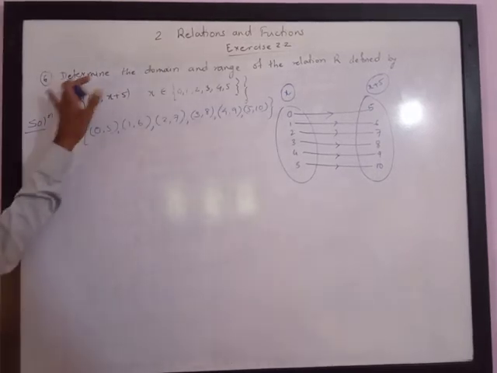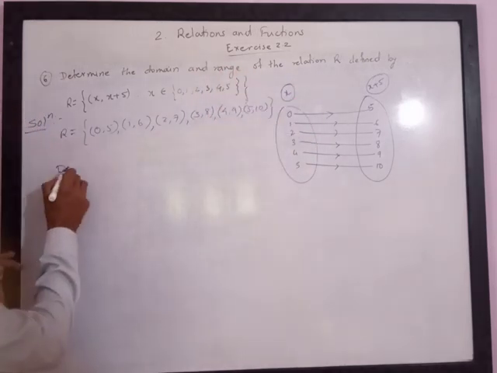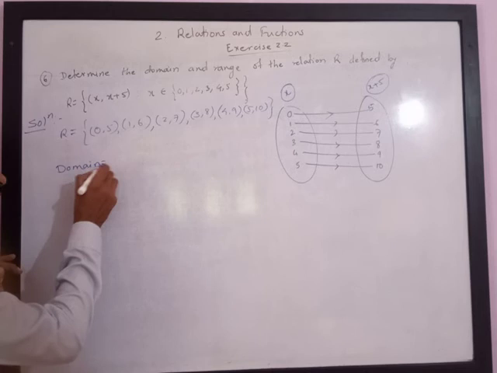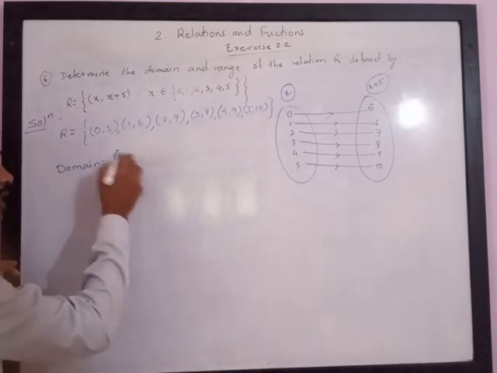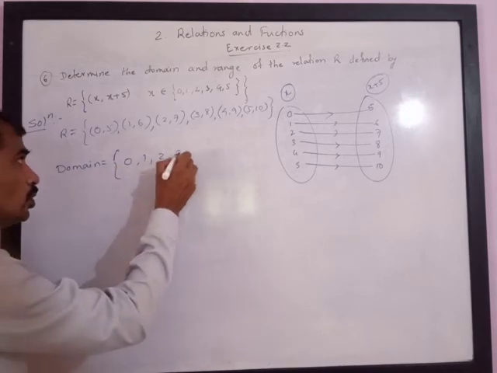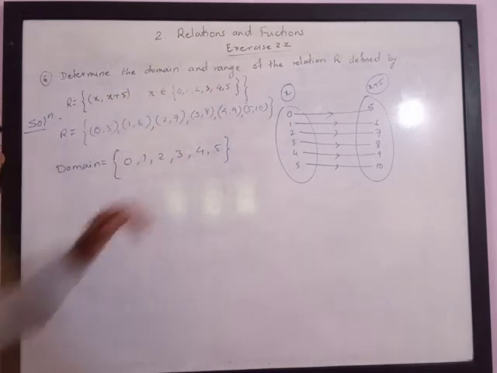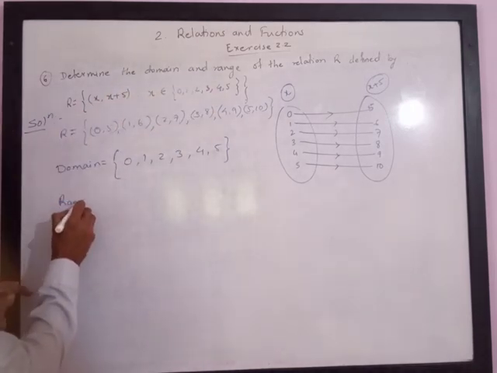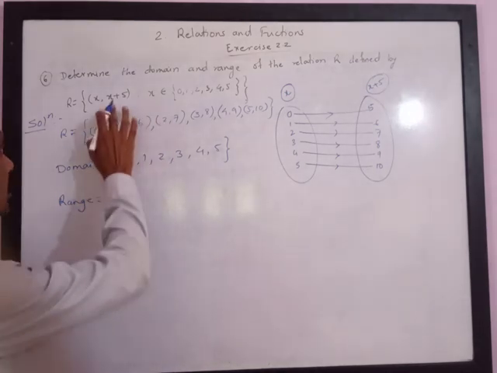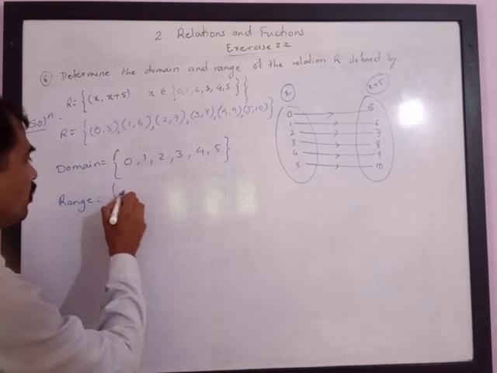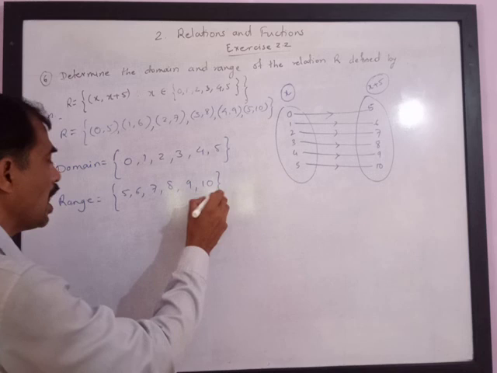We were asked to determine the domain and range of the relation. So domain is the set of all the first elements of the relation. So it is equal to 0, 1, 2, 3, 4 and 5. And next is range. Range is the set of all the second elements. That is, the second elements are 5, 6, 7, 8, 9 and 10.